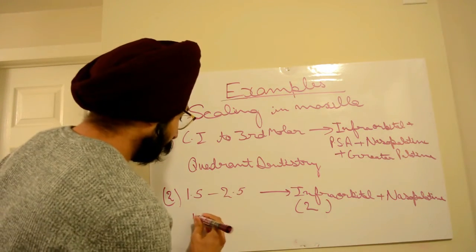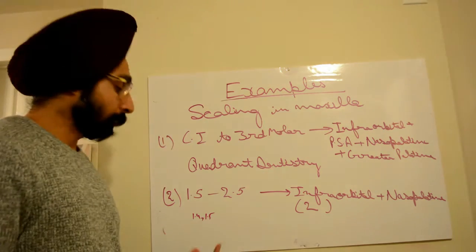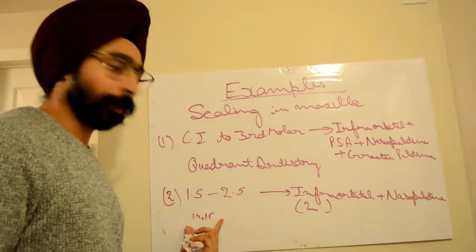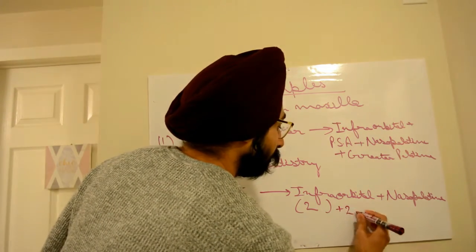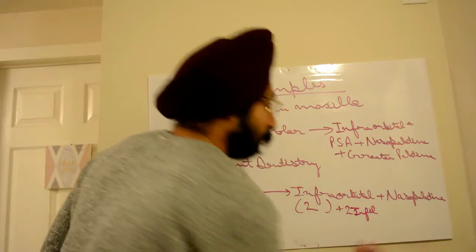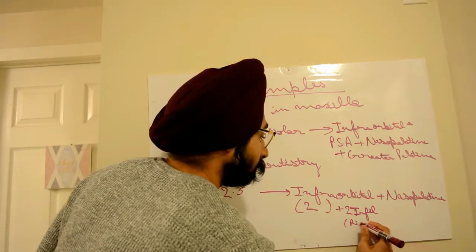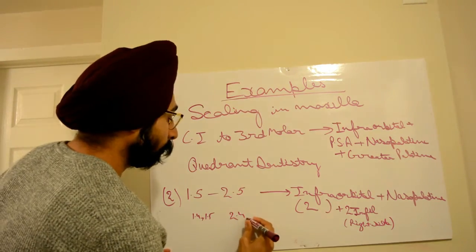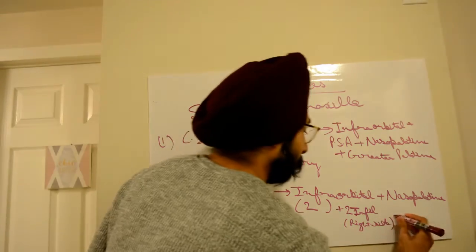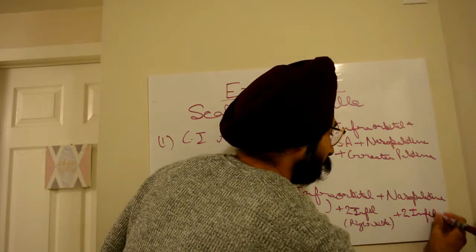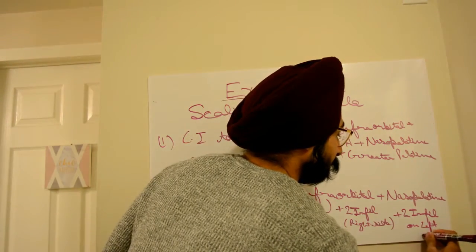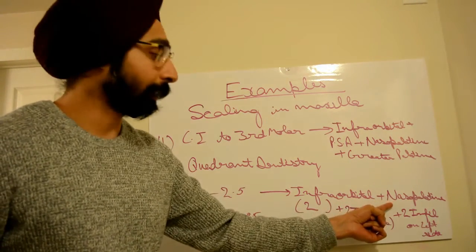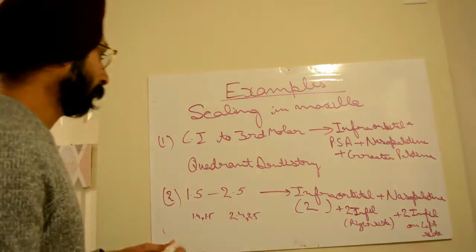But for 1.4 and 1.5, because these are only two teeth, and for two teeth we need to give infiltration, we will give 2 infiltrations on the right side, and for teeth number 2.4 and 2.5 we will give 2 infiltrations on the left side. So basically infraorbital nerve block plus nasopalatine nerve block plus 4 infiltrations.